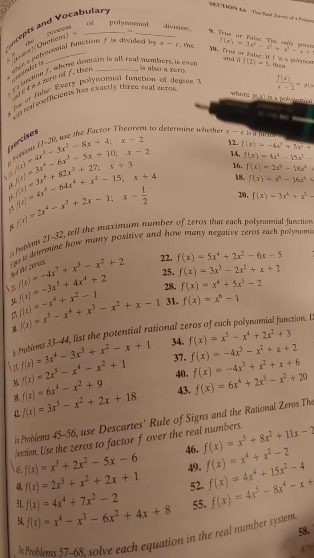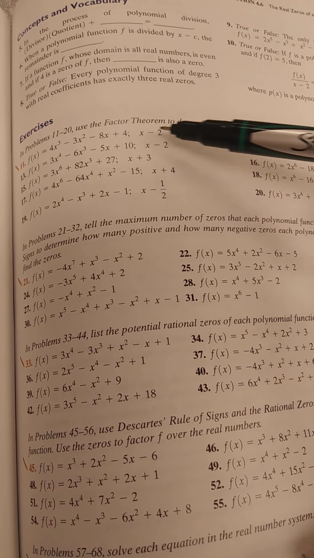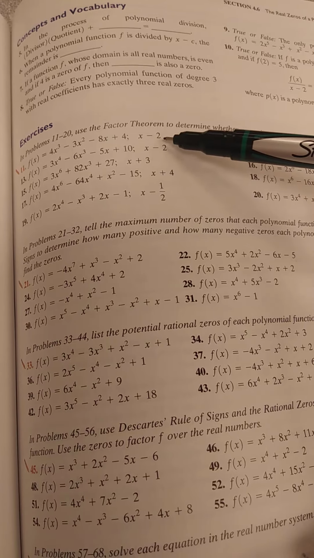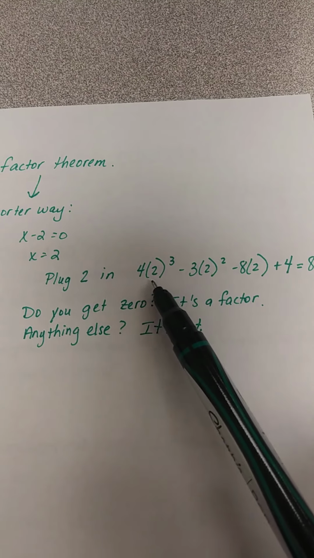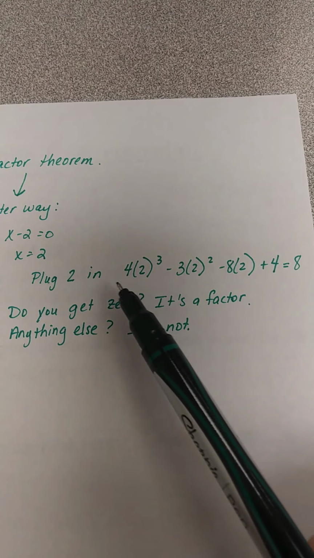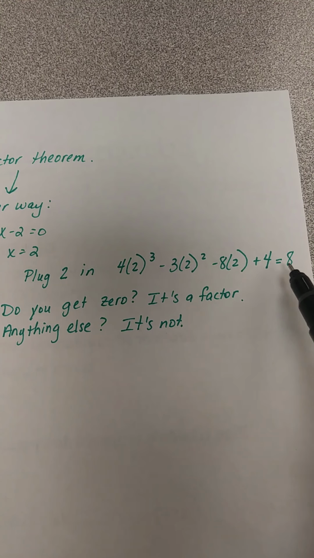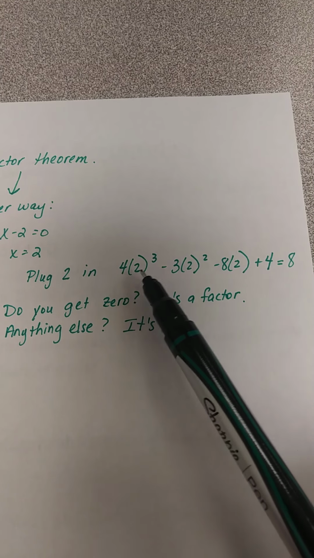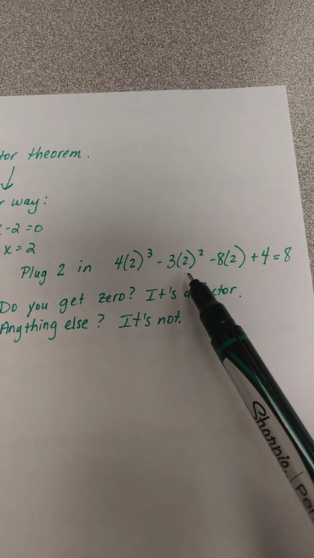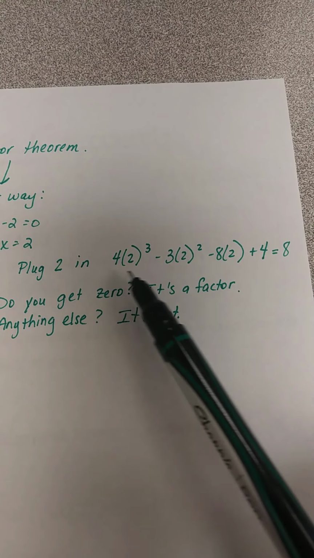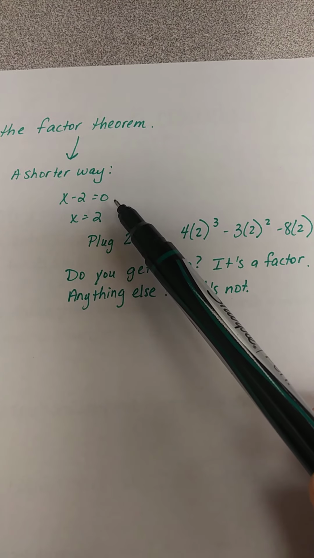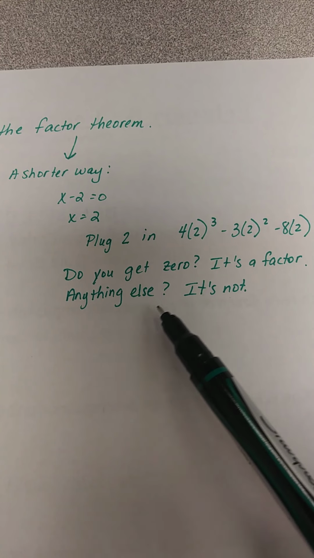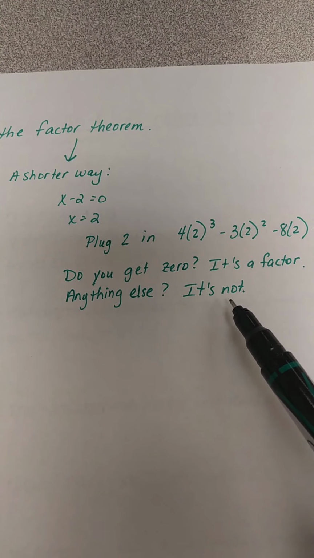So for number 11 up here, this is the long thing they gave us, and this is the thing we were checking. So I did this equal to 0, I got x equals 2, and I'm going to plug 2 into that. So right there is where I've rewritten it with a 2 in place of all the x's, and then I just work that out, and when I do, I get 8. So it's 4 times 8 is 32, minus 3 times 4, that's 12, minus 16, and when I work all that out, I get 8. If you get 0, then yes, that was a factor. If you get anything else, then no, it was not a factor.